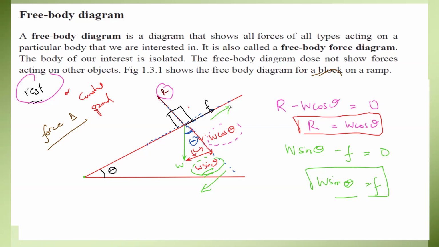So what we did here, we resolved the weight into components. This was the weight, so we break it down into parts. One component of the weight is W cosine theta, and the other is W sine theta. So the weight is broken down into its components. The W sine theta balances the friction, and W cosine theta balances the normal contact force. Because this object was stationary, or if it was moving at a constant speed, in both cases the two components of the weight will balance out their opposite forces.